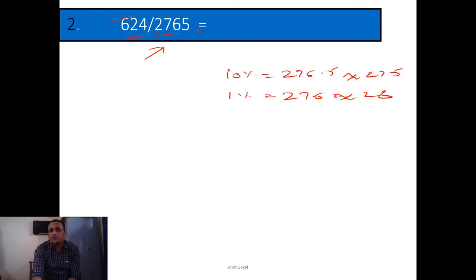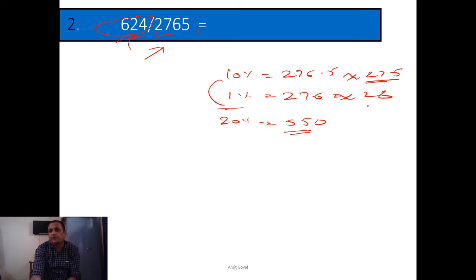Now, the first thing you must notice is that it is slightly more than 20%. Why? Because 10% is 275, so 20% should be 550. Now this value is more than 550, so the answer should be more than 20%. But the question arises, how much more than 20%? You can visualize in your mind that this value is approximately 74 more than 550.